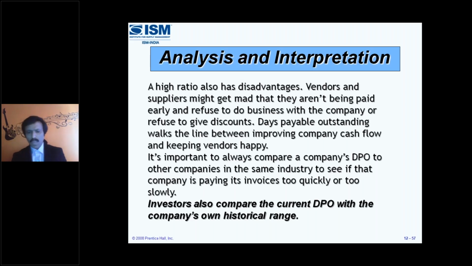Then take the next step and reach a stage where the suppliers have also said, boss, beyond this we cannot go, but at the same time you have achieved improvement. Reach up to that stage. Remember friends, investors also compare current DPO with the company's own historical range. Investors also compare the DOH of our business with other businesses, and these two barometers actually define the health of the supply chain.